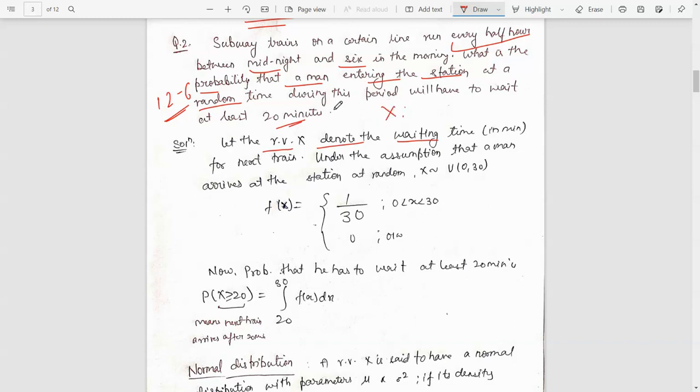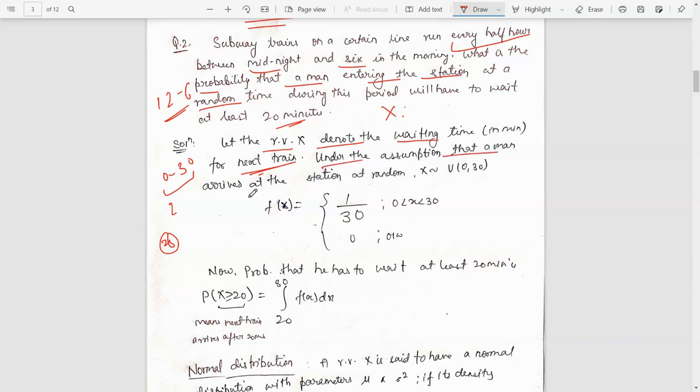Let's say the train would have left within a 0 to 30 minute interval. Maybe the train had left at 2 minutes. Then x would be 28, because you have to wait the next 28 minutes to get the next train. So this is the random variable x. It denotes the waiting time in minutes for the next train.